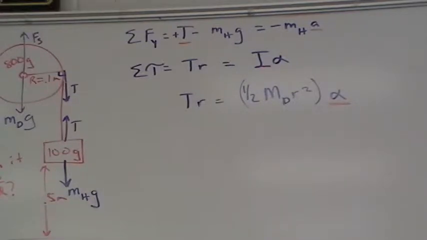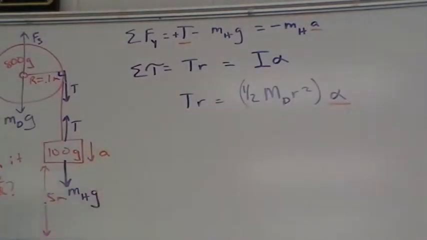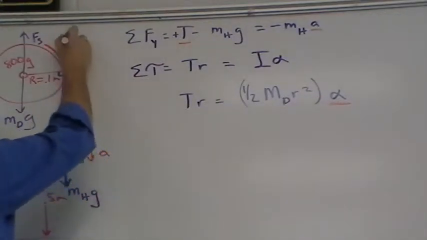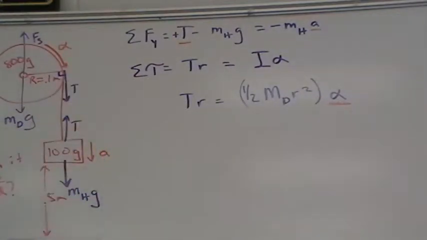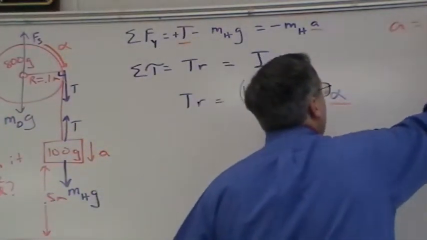Okay, we need something else. Is there a relationship between the linear acceleration of that box going down and the angular acceleration of that disk? Linear acceleration equals R alpha. What? Linear acceleration equals R alpha. The linear acceleration, A equals R alpha.